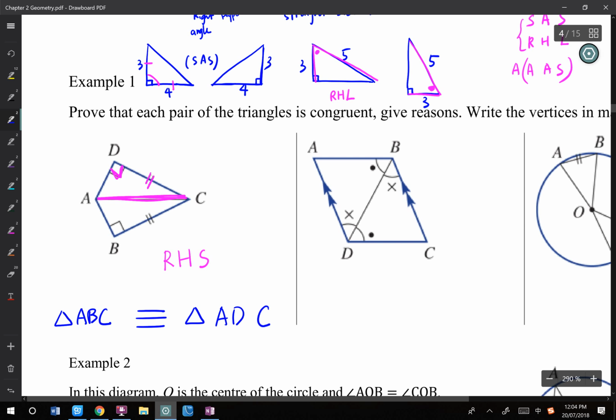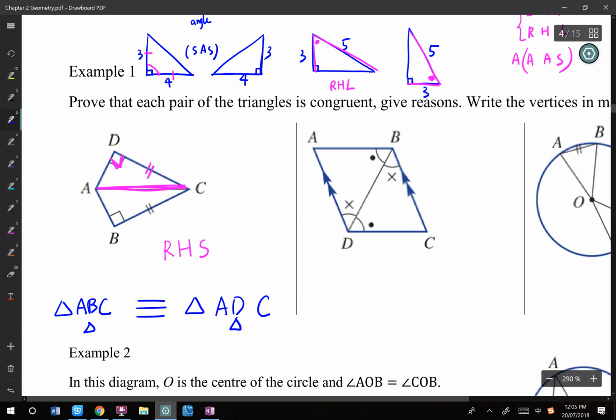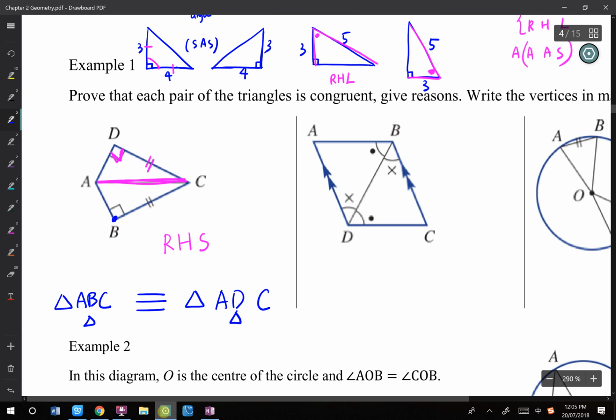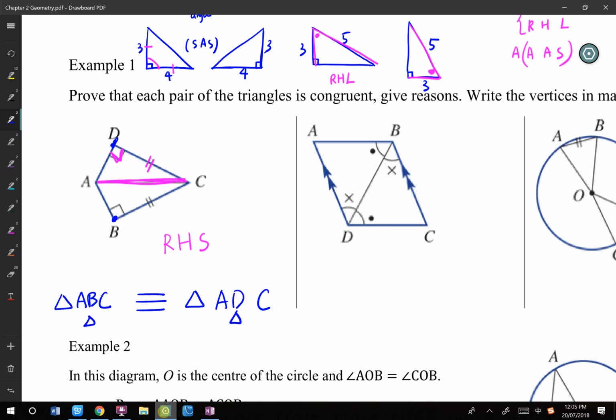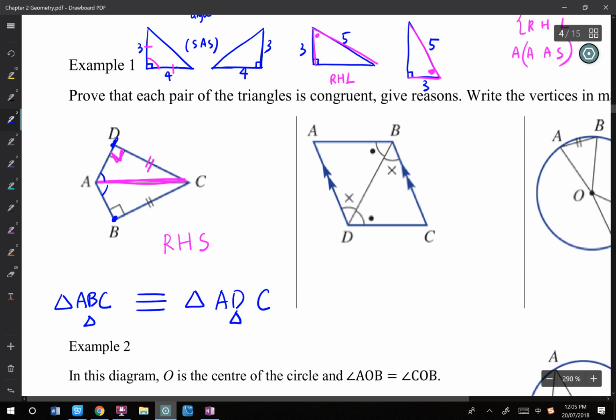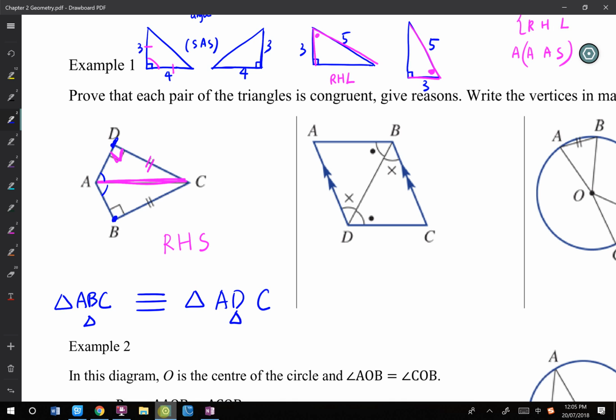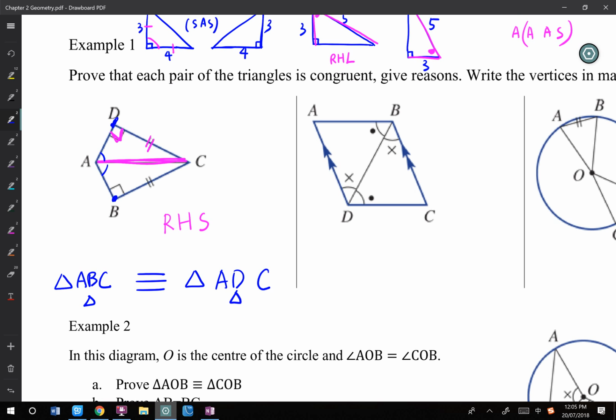I can't write ACD because B and D are corresponding pairs. A and A are corresponding. C and C are corresponding. Because can you see B and D, they both have right angles, and that's the corresponding point. And A shares the same angle, so A will be the corresponding point. So instead of writing ACD, you must write ADC. So write things in corresponding order.